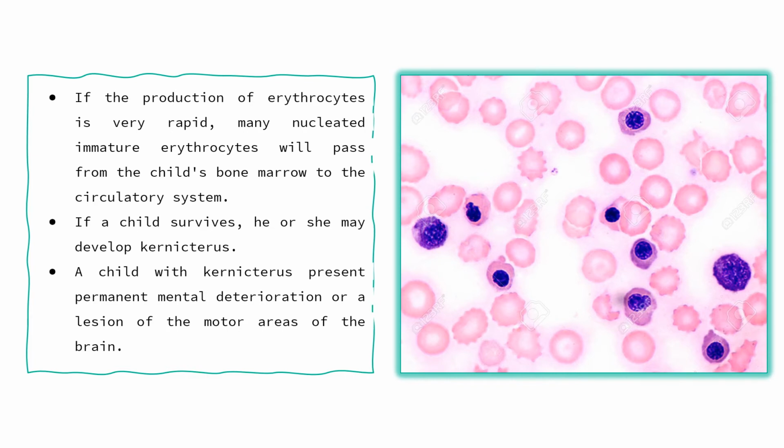Many children who survive the anemia have permanent mental decline or damage to motor areas of the brain due to precipitation of bilirubin in neuronal cells, destroying many of them.